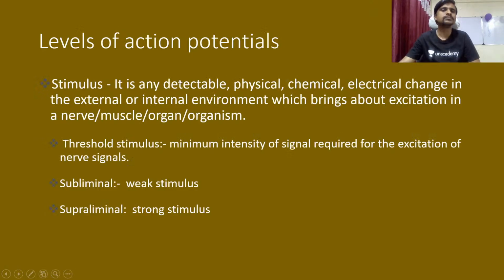Okay, so let's see the levels of action potential. So there are a few levels of action potential. So the first one is a stimulus. Stimulus means it is actually required for the action potential. It is the raw material which is required for the action potential.